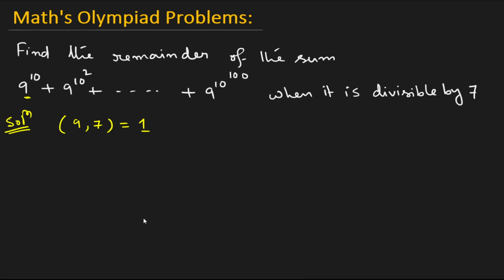Now let us go back to the problem. Since the HCF of our a and m is 1, we can use Euler's theorem. By Euler's theorem, what we can write is 9 to the power phi of m, where our m is 7. 7 is a prime number, so it will be 1 less. So 9 to the power 6 is congruent to 1 modulo 7.